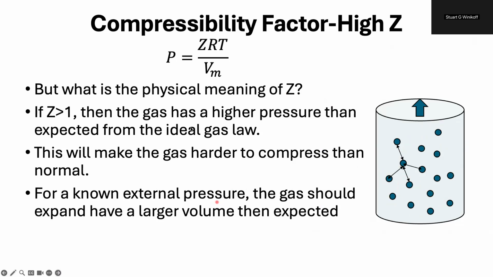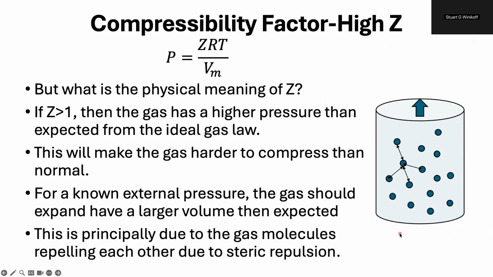Conversely, we can always also imagine if I fix the pressure, if Z gets larger, then that means the molar volume has to also be larger to compensate. That means that if I have a high compressibility factor, the system is going to want to expand. It is very poorly compressible into a larger system.